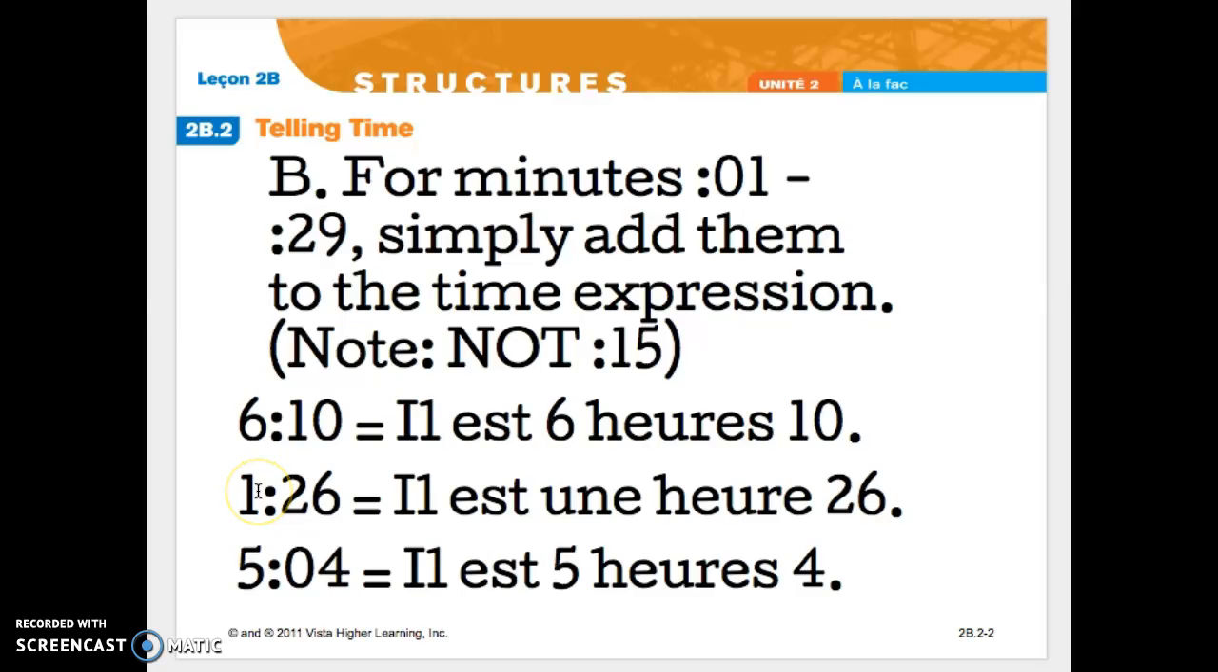For 1 o'clock, you do have to spell out the une, but you do not have to spell out the 26. So il est 1 heure, no S there, and 26. For 5:04, il est 5 heures, 4. The S is back.